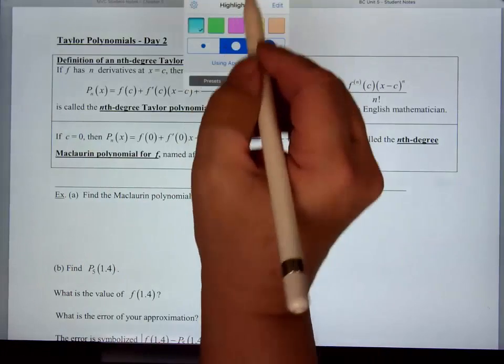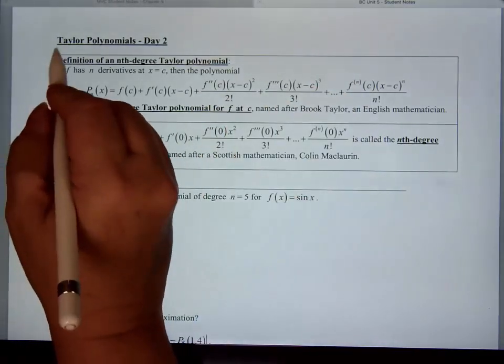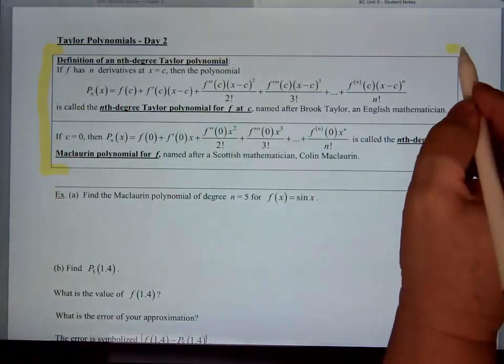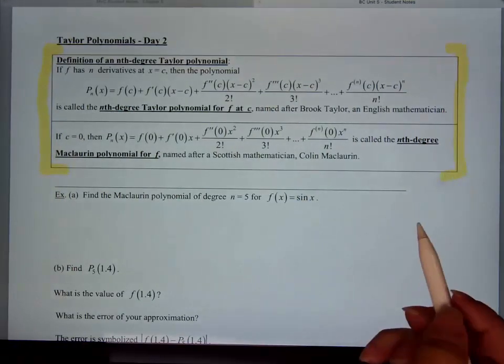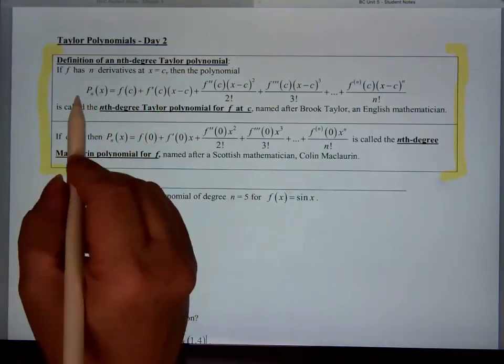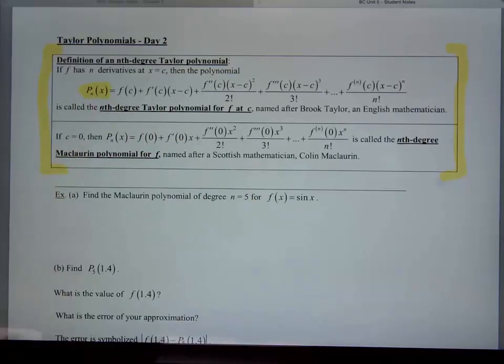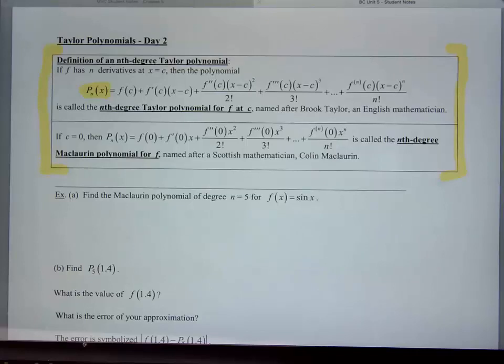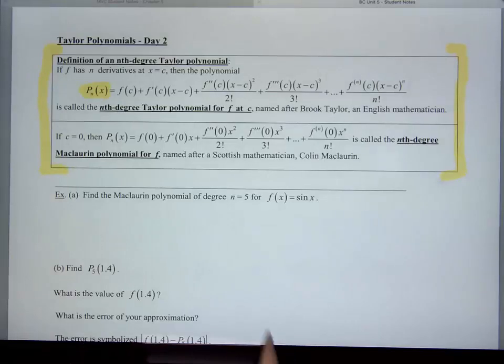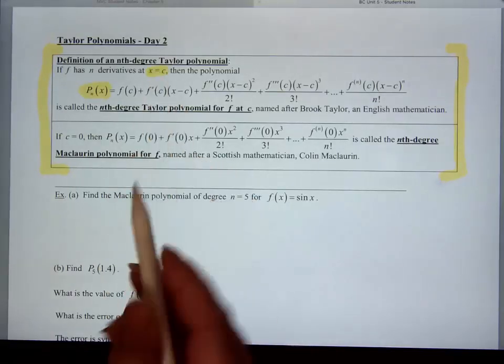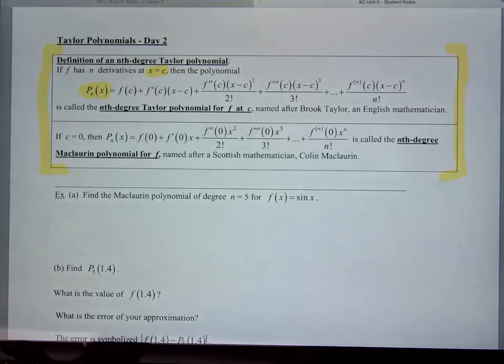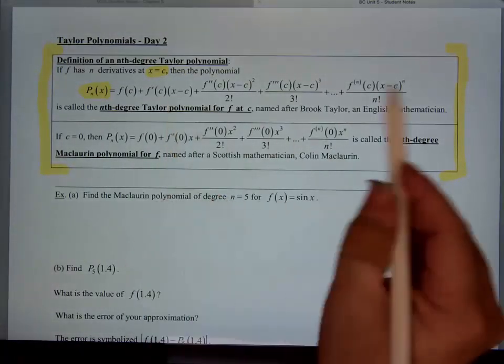So, this box right here is very important. It was on the notes yesterday, and we're going to bring it up again today. The polynomial is written Pn of x. The n represents how many terms or how many degrees you go out on your polynomial. AP usually requires 4 or 5. And at x equals c is where, like I said, the polynomial touches the curve of f of x. And it creates this long function right here.